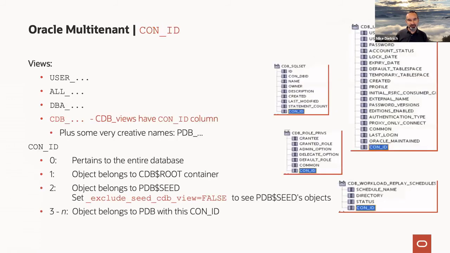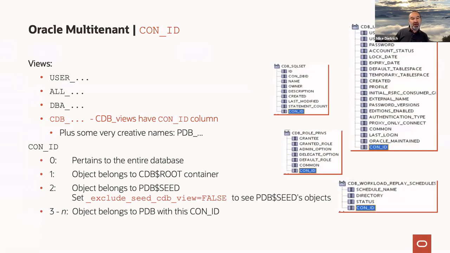Then when you look into every 12 database, doesn't matter if you have multitenant or not, you will have a new class of views, over 1,000 views starting with CDB underscore. And in addition, we have also views that don't follow that naming convention, but that's a different story.